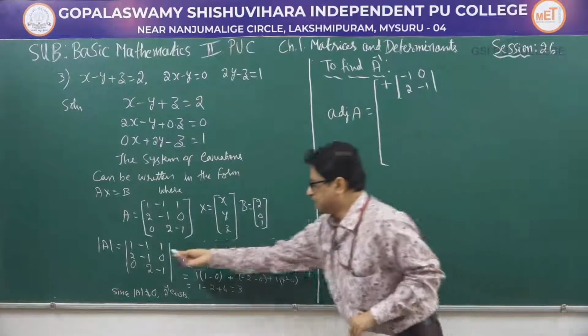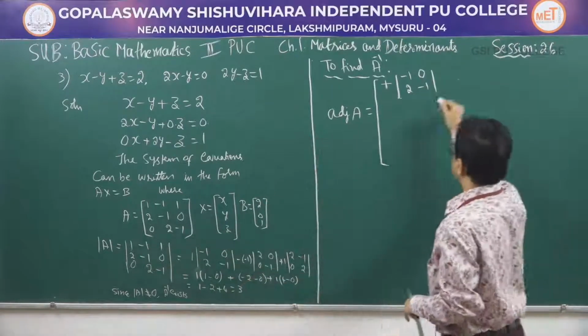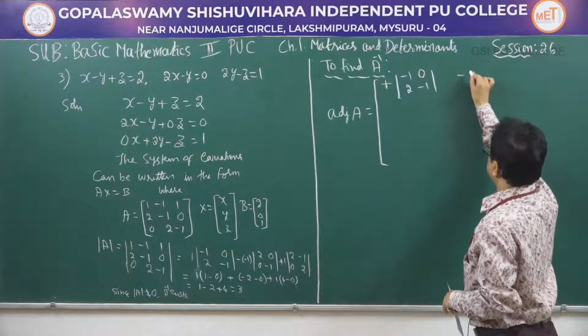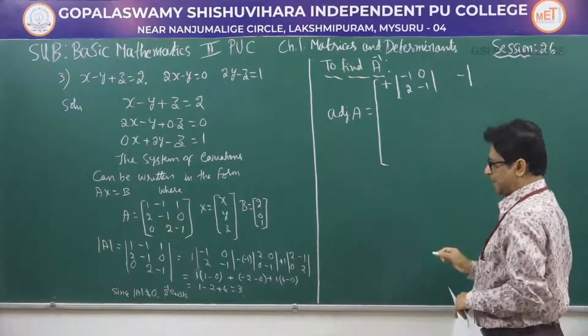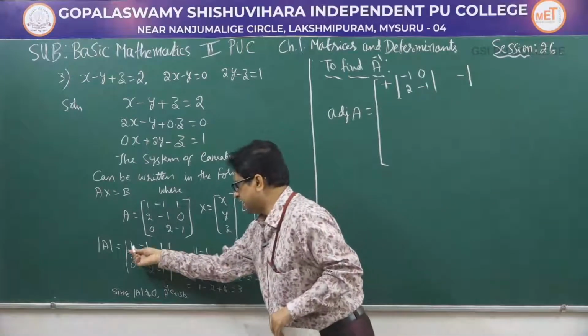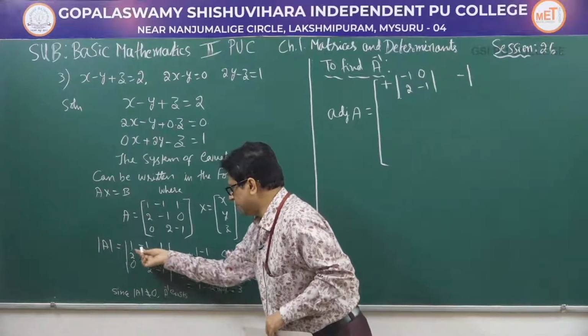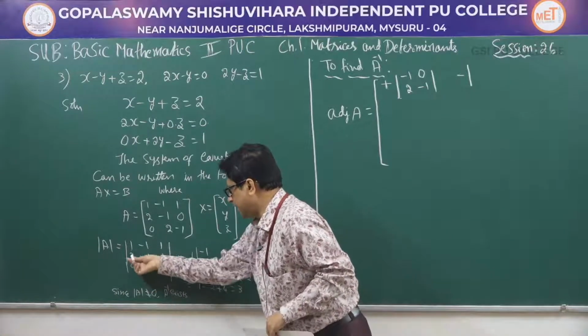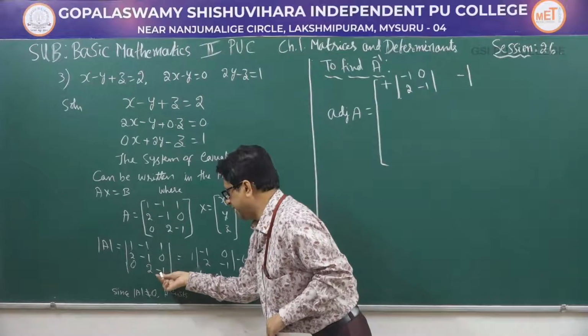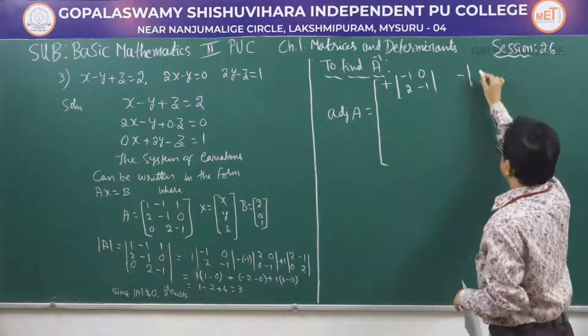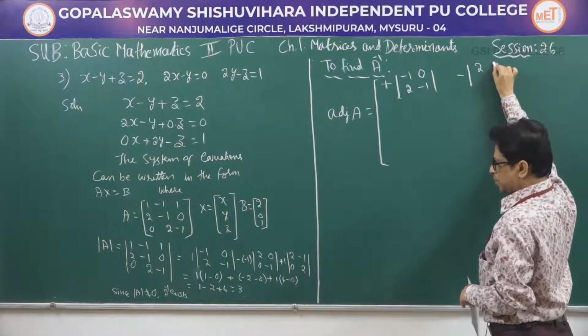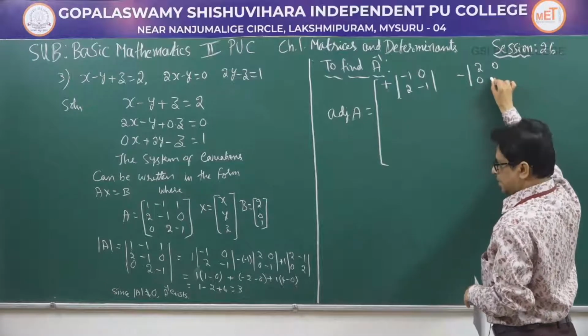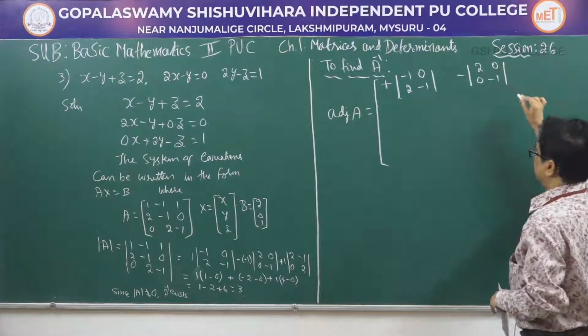Next we shall find the cofactor of -1. First we shall write the sign of the cofactor, minus. So, -1 lies in the first row and second column. We eliminate the first row and second column and take the determinant of the remaining elements. That is determinant of 2, 0, 0, -1.